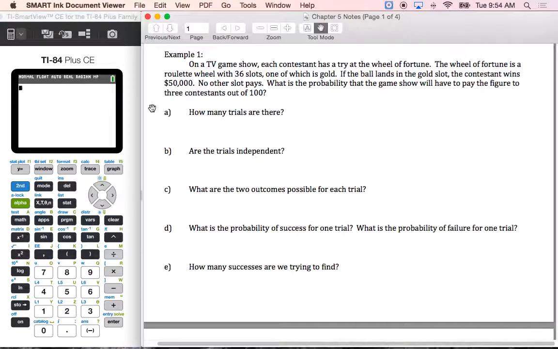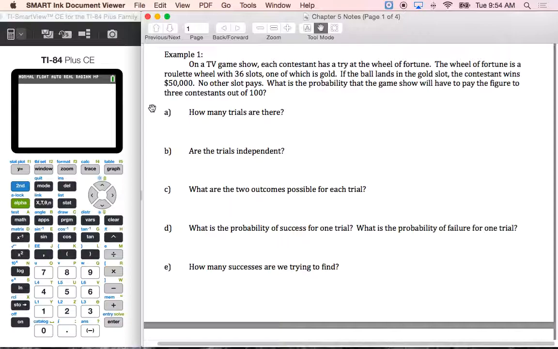So for example 1, on a TV game show, each contestant has a try at the Wheel of Fortune. The Wheel of Fortune is a roulette wheel with 36 slots, one of which is gold. If the ball lands in the gold slot, the contestant wins $50,000. No other slot pays. What is the probability that the game show will have to pay the figure to 3 contestants out of 100? When they ask for how many trials, that's your n.